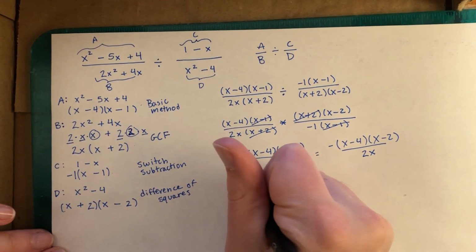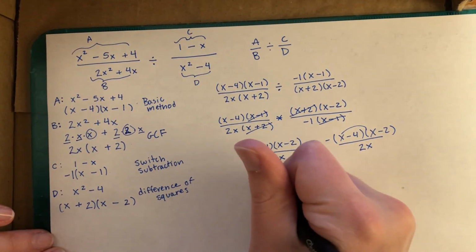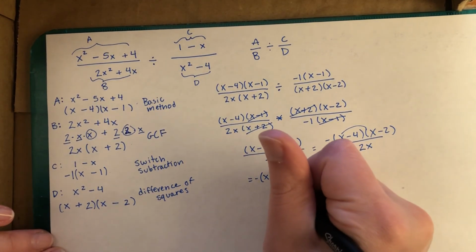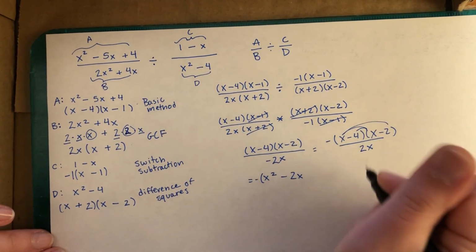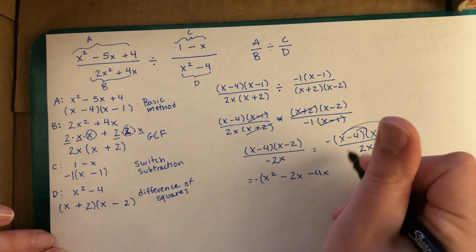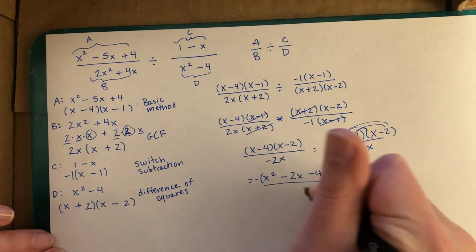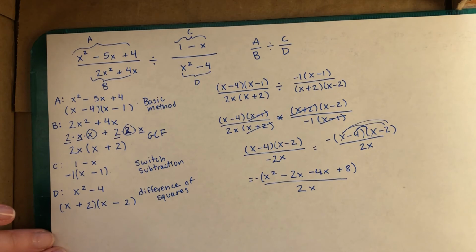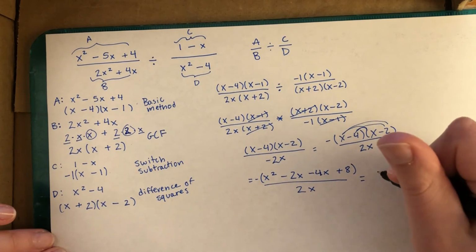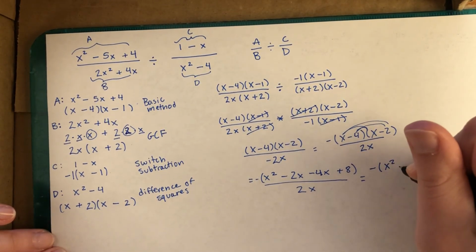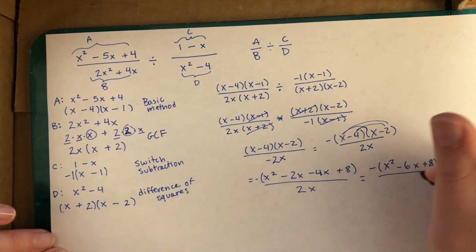I can distribute out these two factors. So I'm going to keep that negative in front for now. x squared minus 2x minus 4x plus 8 over 2x. That's going to be negative sign, x squared minus 6x plus 8 over 2x.